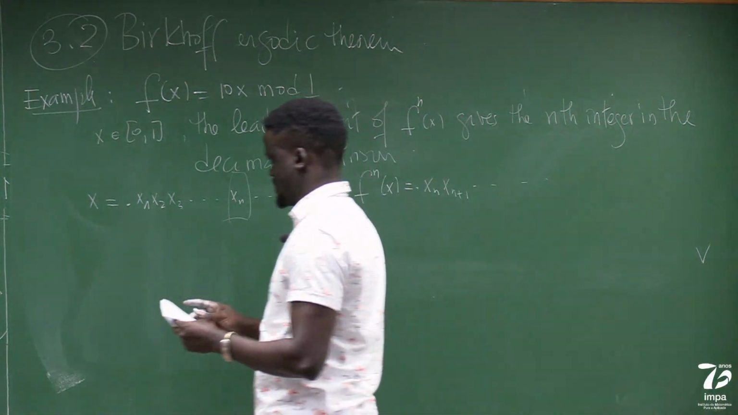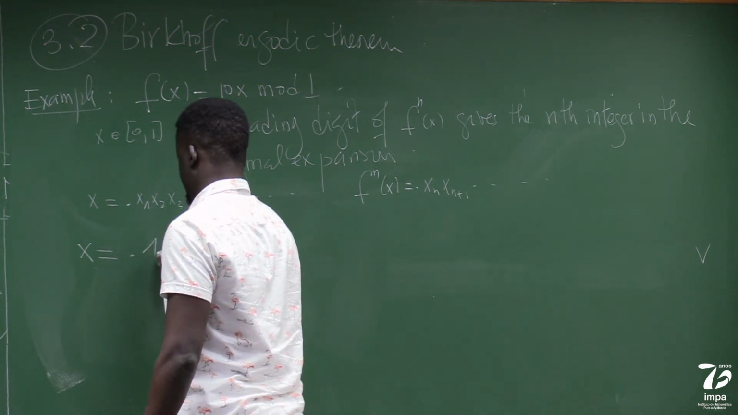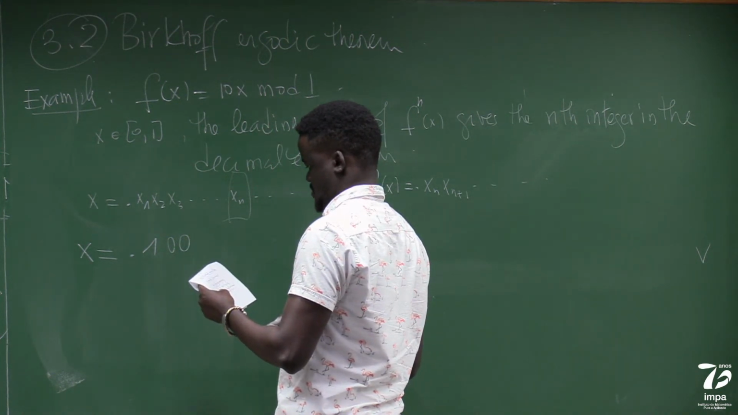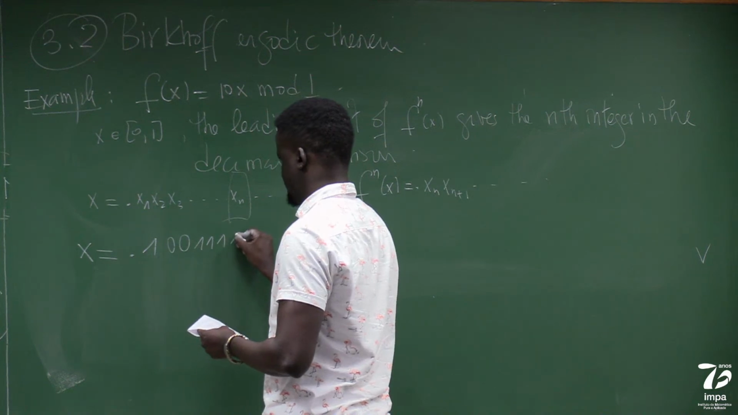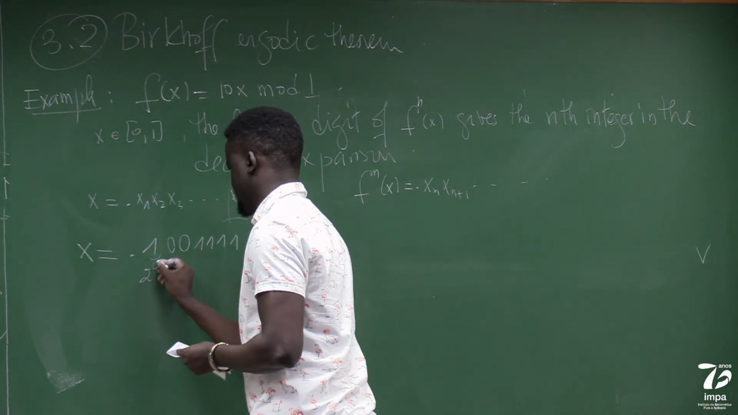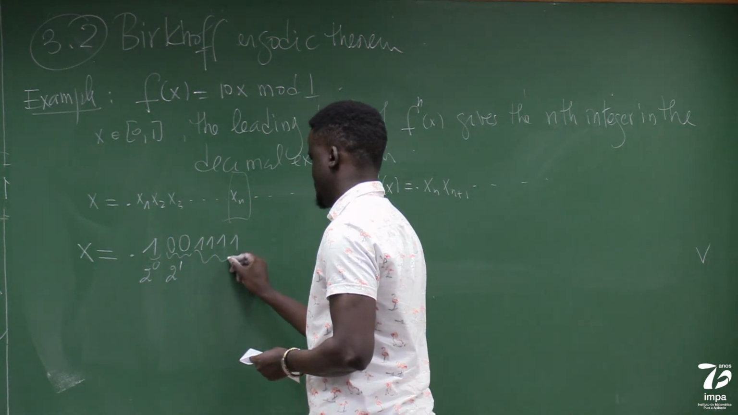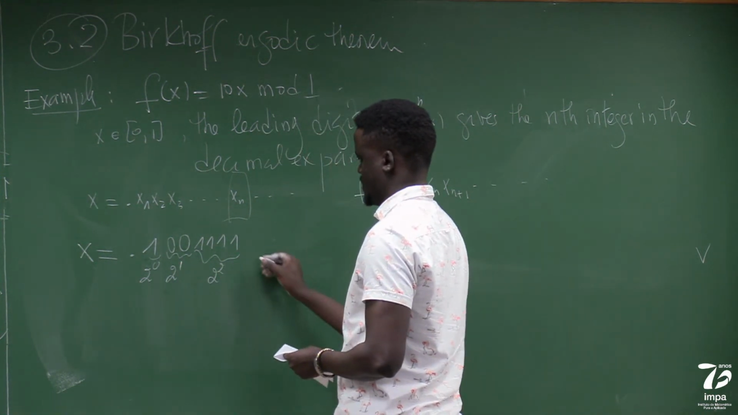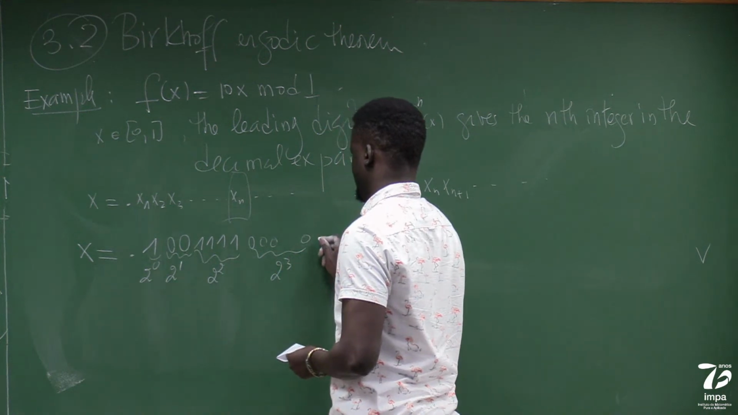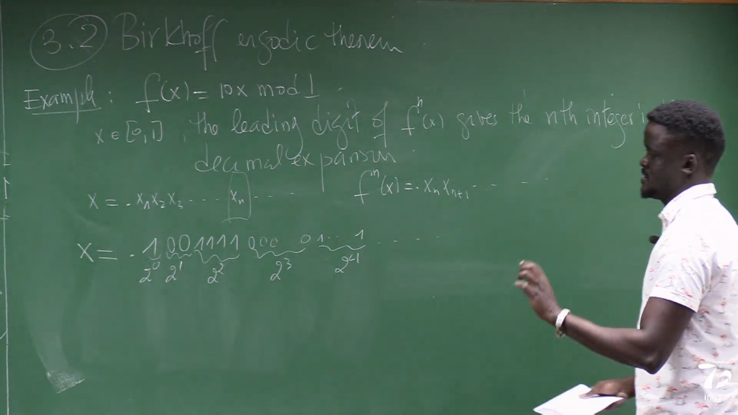So let's consider this point x, which is, so I take 1, and 0 twice, and then 1 four times. So this is 1, 2 to the power 0, and this is 0, 2 to the power 1, and I have 1, 2 to the power 2, and then 0 eight times, 2 cubed, 1, 2 to the 4, and so on. So this is just alternating.